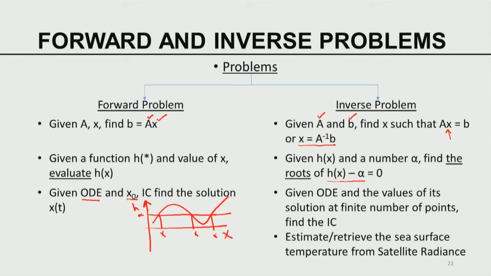This is alpha. I would like to be able to estimate the values of x at which the function takes the value alpha. That is called finding the roots of the equation. If alpha is equal to 0, I am essentially finding the roots of the equation h of x is equal to 0. So root finding is an inverse problem, but evaluating a function is called the direct problem. I want you to look at the differences between direct problem and inverse problems.